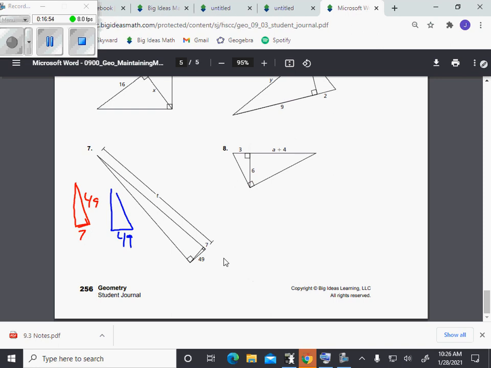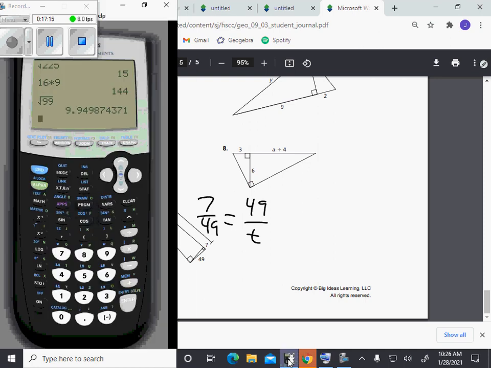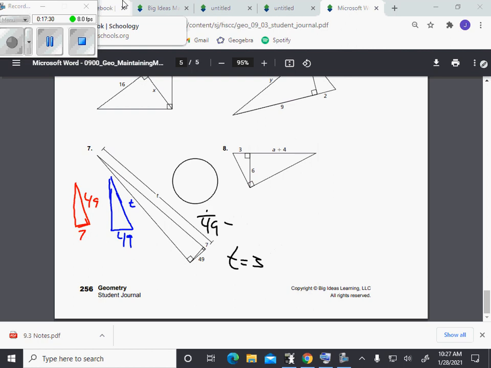Okay, this little triangle, we have 49. We want to find t of our whole big triangle. You can set this proportion up as 7 over 49 equals 49 over t. Okay, and then multiply 49 times 49 and divide that by 7. That's going to get us 343. Good. Next one.